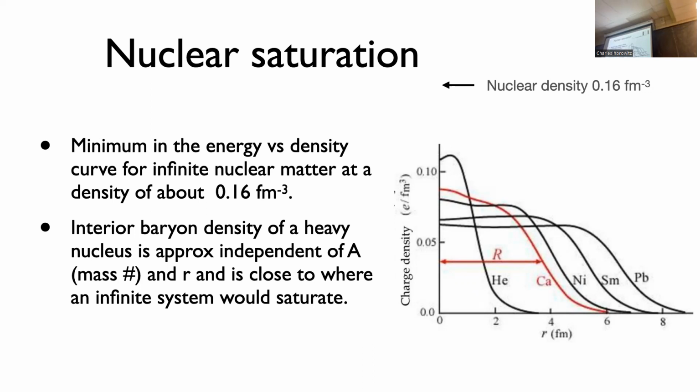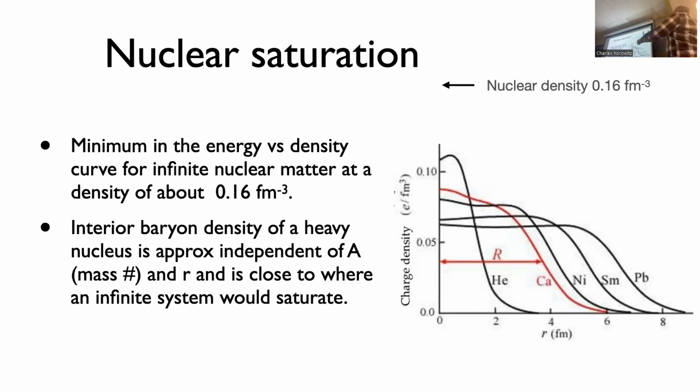Another way to say nuclear saturation is that the interior baryon density of a heavy nucleus should be more or less flat, approximately constant as a function of R in the interior of a heavy nucleus. And that constant is more or less independent of the mass number of the nucleus. So that's another way to say nuclear saturation, and this one is much closer to experiment, so I want to use that. The problem is we've never observed this very well.